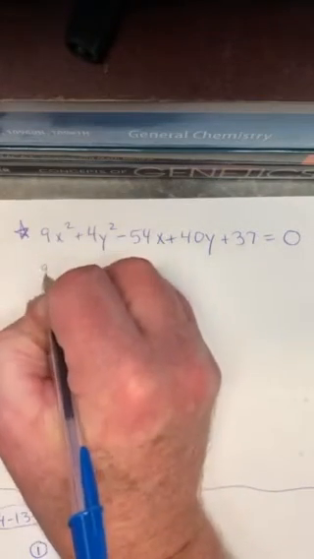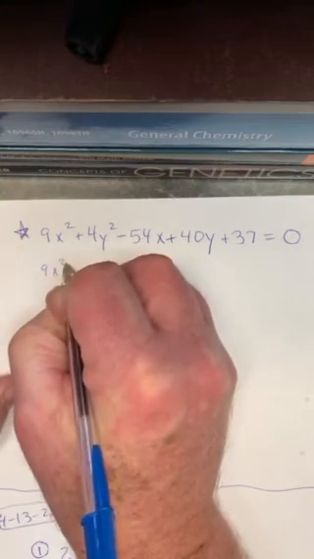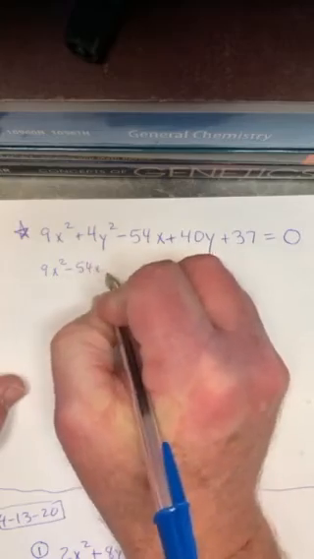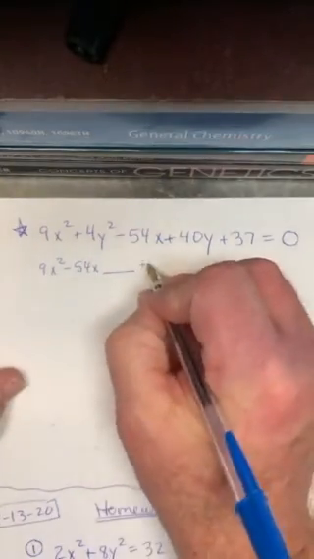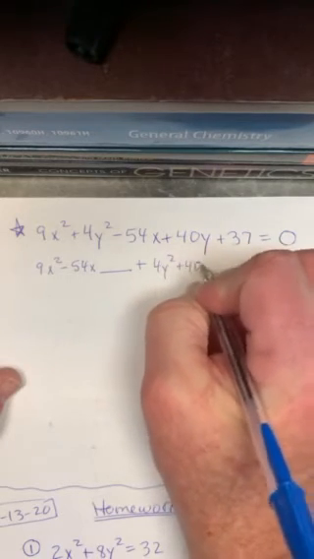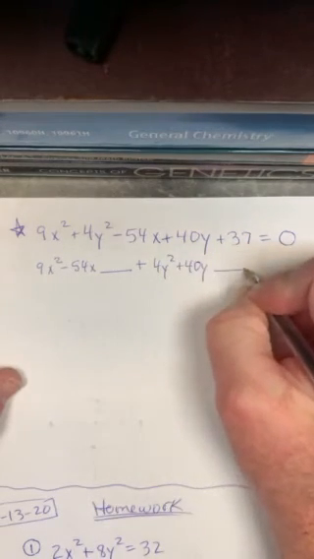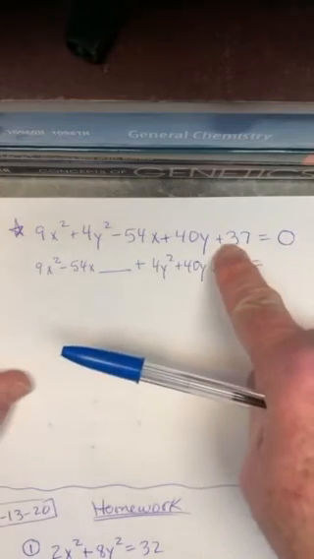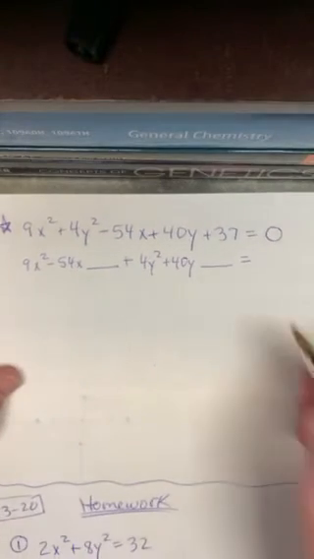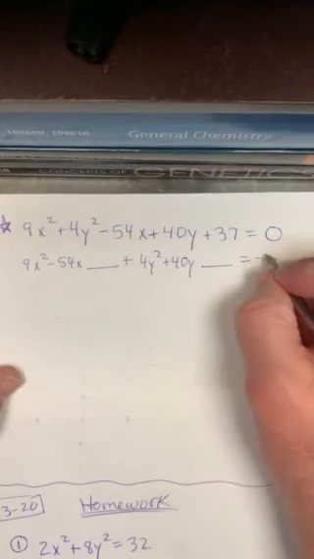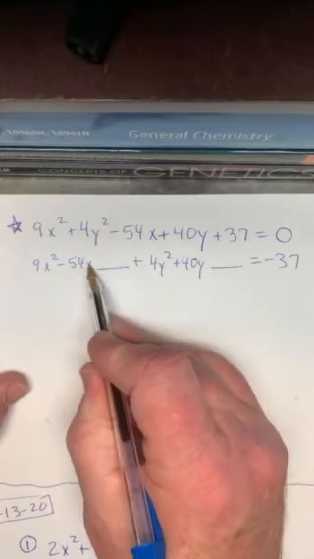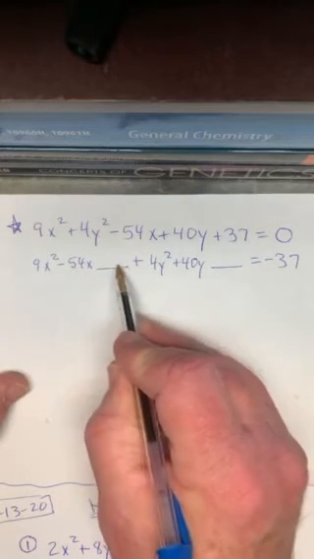So I'm going to write 9x squared, minus 54x, and leave a blank space. Then I'll group the y family together. So I'm going to go 4y squared plus 40y, leave a blank space. And since that 37 doesn't belong to either one of those families, he gets shoved out of the way. So if I subtract him over, of course, I've got negative 37. Do not complete the square and fill in the blank yet.